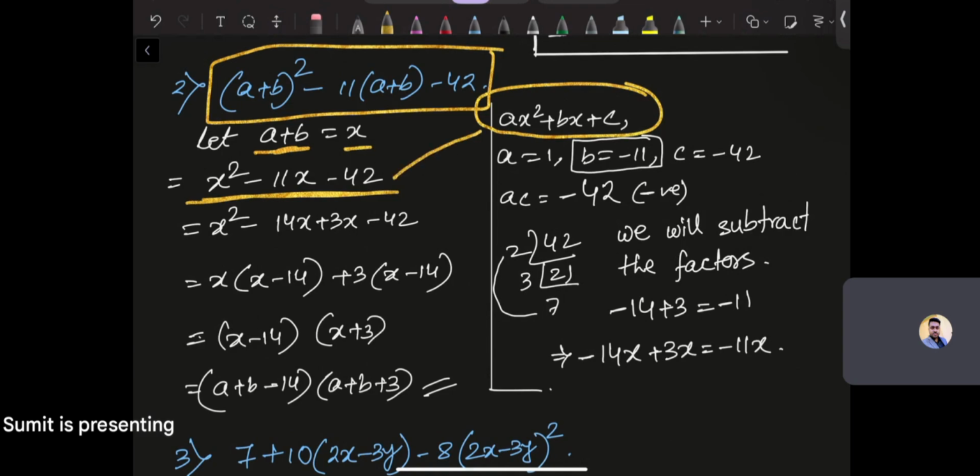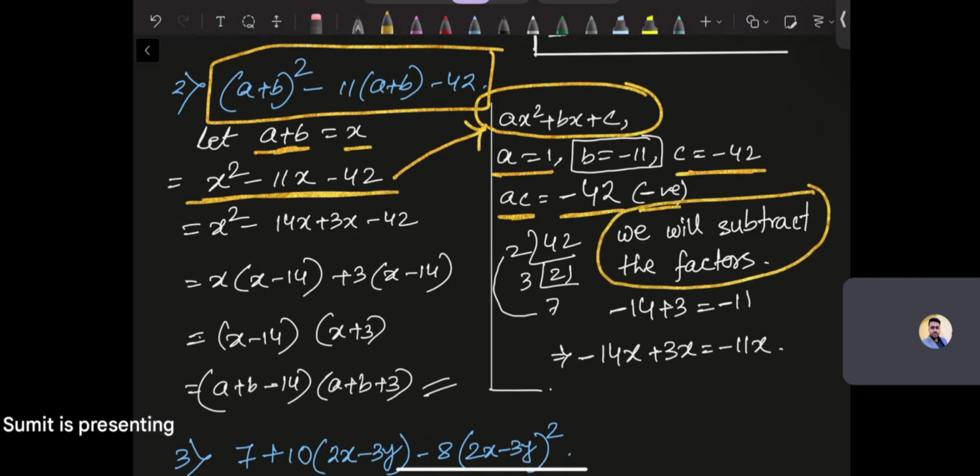Now this expression is called the proper trinomial, where, if you observe it closely, if you want to multiply a and c, a is 1 and c is -42. So if you multiply, it will be -42 only, and it is negative. Negative means what? Negative means we will subtract the factors to get the middle term.